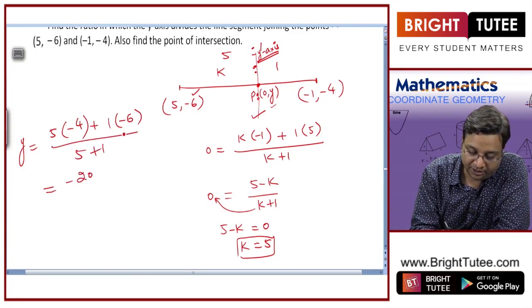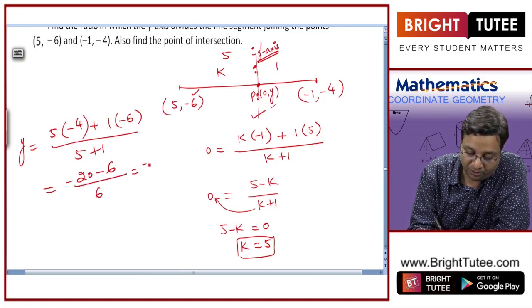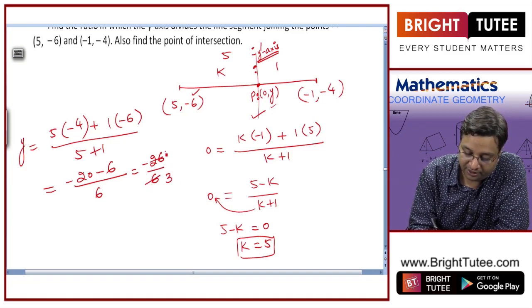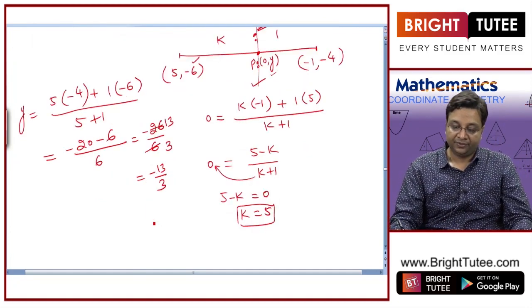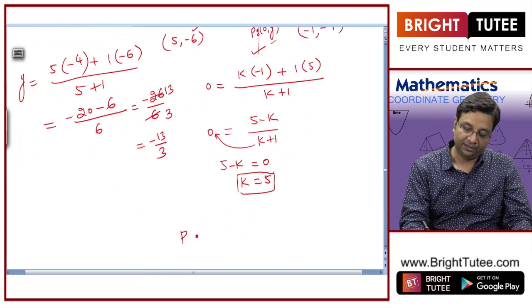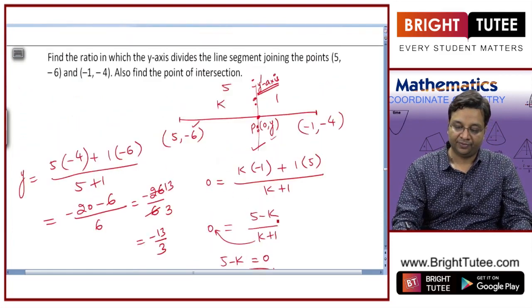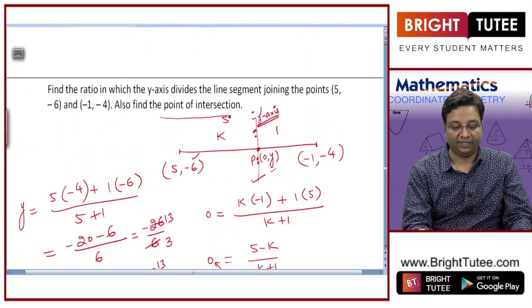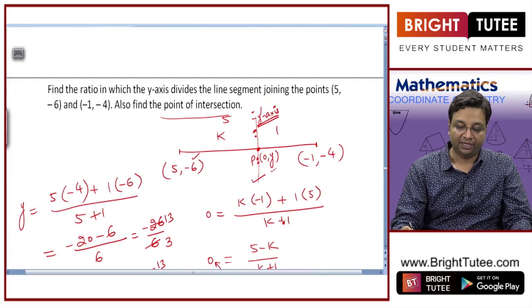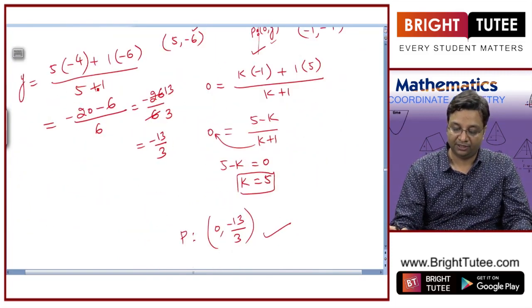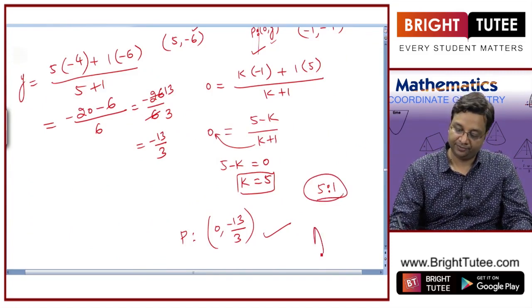This is minus 20, minus 6 divided by 6. So it will be equal to minus 26 divided by 6. So I can write it as minus 13 by 3, which is the y coordinate. So we can say that point P is 0 comma minus 13 by 3. So we have found the point of intersection, which is this one, and we have also found the ratio, which is 5 is to 1.